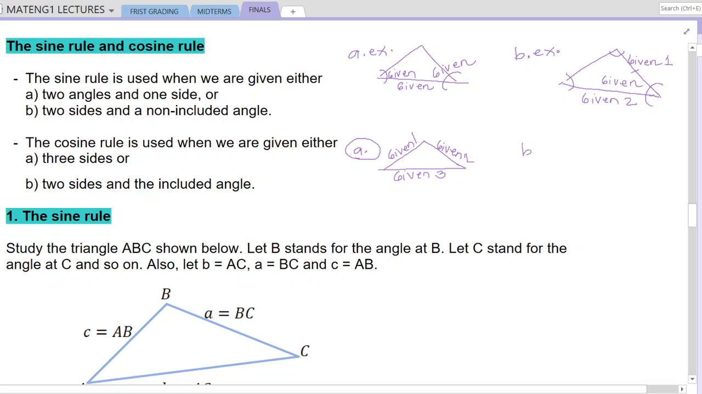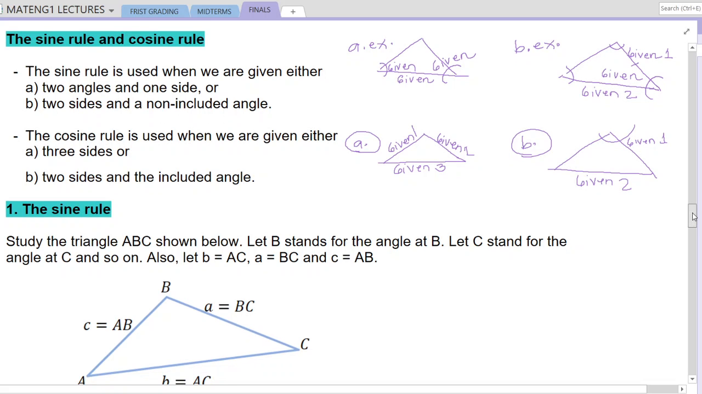For letter B, if we are given two sides and the included angle, for example the first side and the second side, the included angle is the angle between them, formed by the opposite angle of the second given side and the opposite angle of the first given side. Those are just examples. Having that, we can assess whether we are going to use the sine rule or the cosine rule.